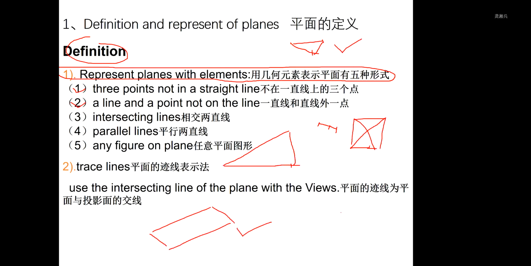Any figure on the plane. If you have a plane with a figure on it, just like a paper, you can draw on it. You can use any shape of figure to represent the plane. But remember, all of the shape should be on this plane. If I have any point out of the plane, you will find it's not on the plane. It's a three-dimensional shape. So a plane is 2D. Remember this one: a plane is two-dimensional, a shape with two directions.